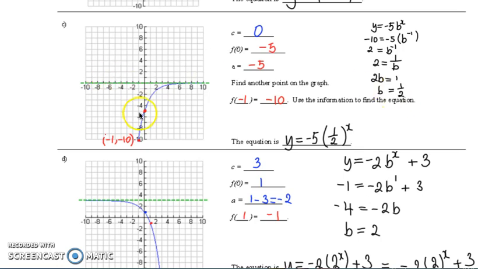So if you imagine you're reflecting this given graph back upward, you see an exponential decay, which matches with the idea of a 1/2, a number base that is between 0 and 1. So your final equation is y equals -5 times 1/2 to the power of x.